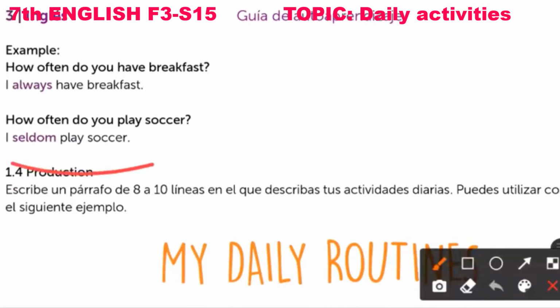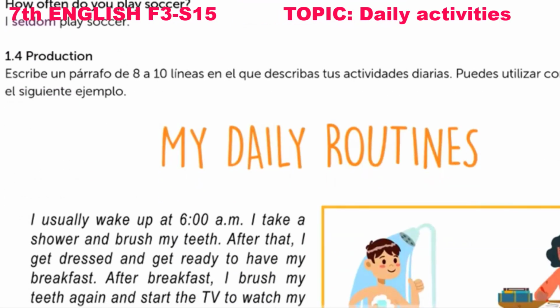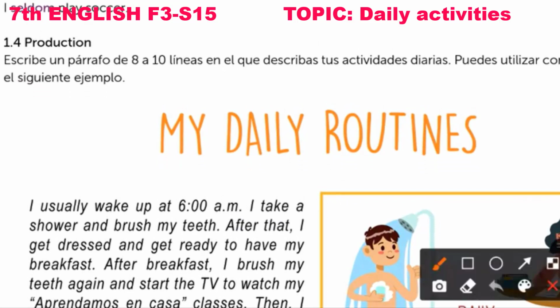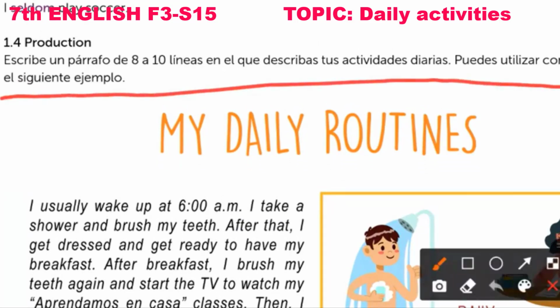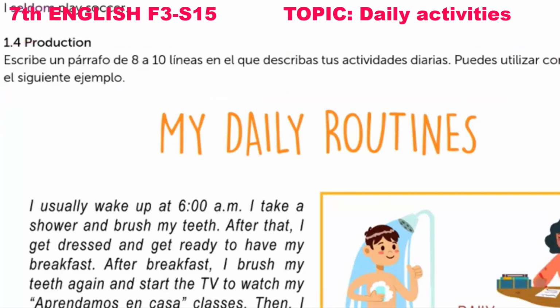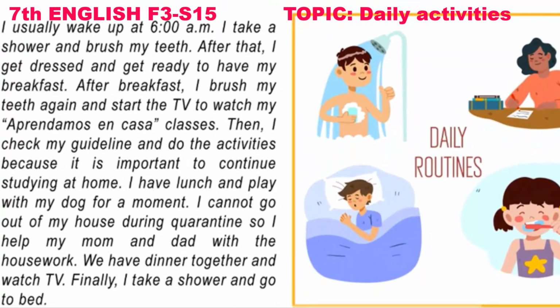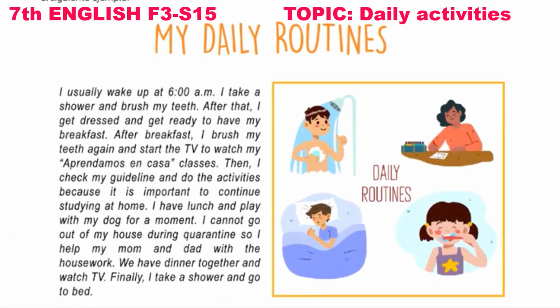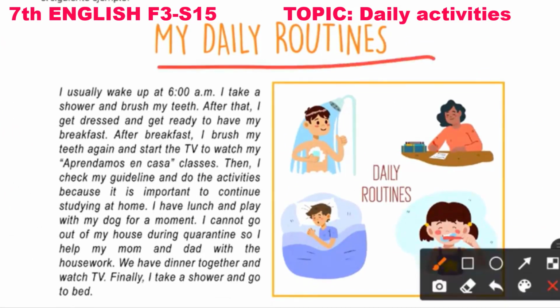Here you have some examples so that you can watch it. Production. Aquí va su trabajo en su cuaderno. Production. Escribe un párrafo de 8 a 10 líneas en el que describas tus actividades diarias. Puedes utilizar como ejemplo el siguiente párrafo. Okay, so you can write your own paragraph about your daily routines, okay? You have to write your own paragraph about your daily routines. And you can use this one as an example.